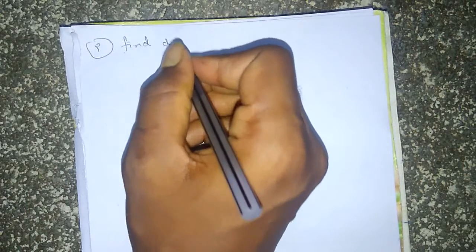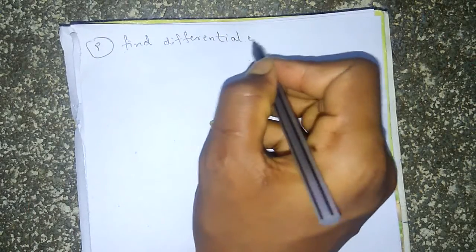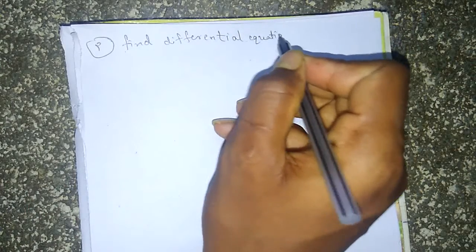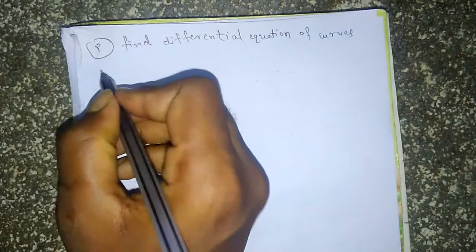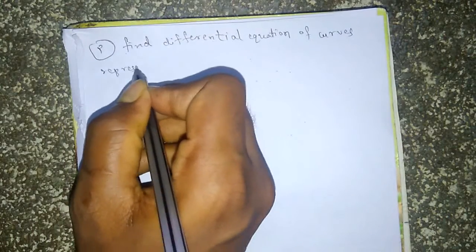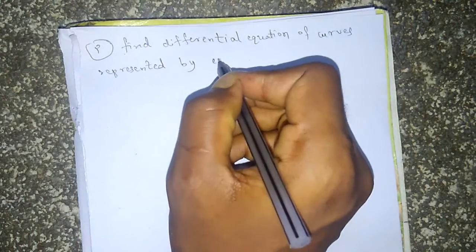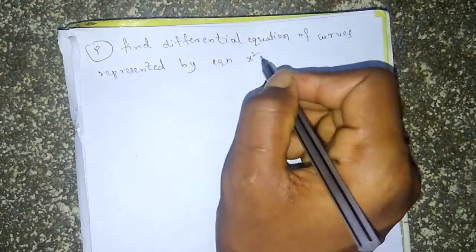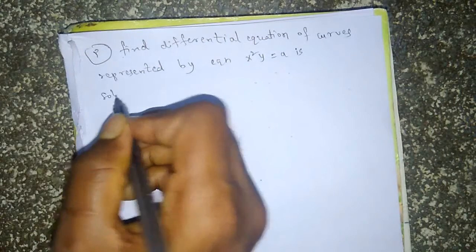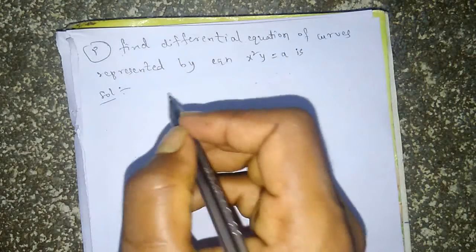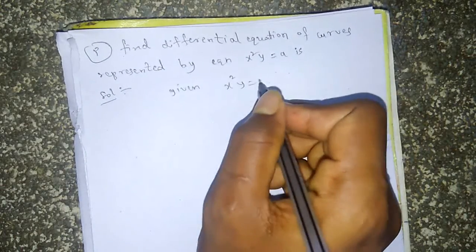Find the differential equation of curves represented by the equation x square y is equal to a. Here the given curve is x square y is equal to a.